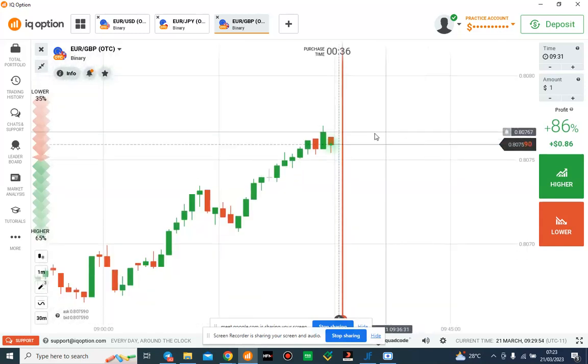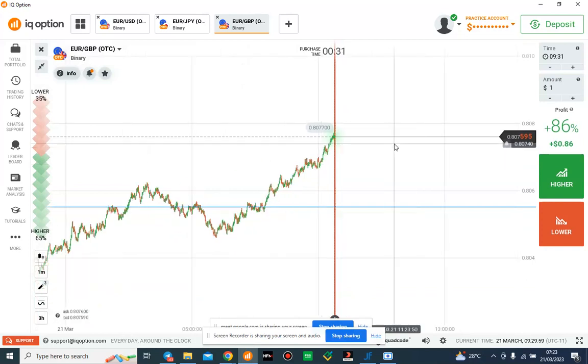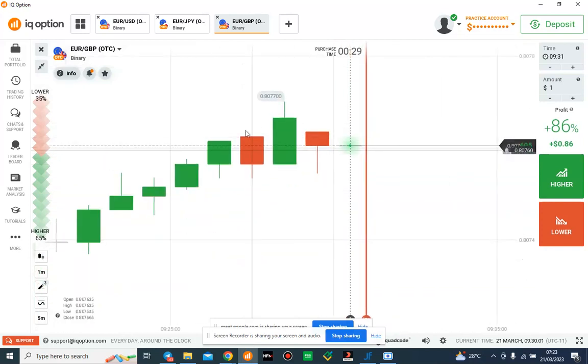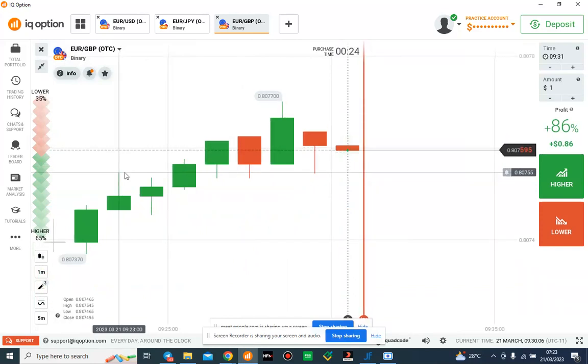Let's check Euro GBP. On the left side, there's nothing on the left side. Let's see what we're going to do here.